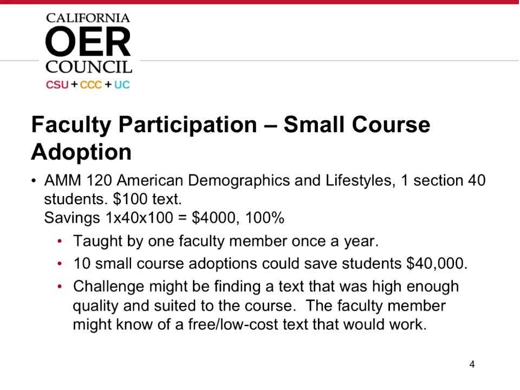A second example is a potential small course adoption rather than thinking in the larger way. So American demographics and lifestyles. This is just one example we have from our e-portfolios. It's one section and 40 students, and the text is $100. So just from that single section, you could save $4,000 by using the OER textbook. It's taught by one faculty member once per year. Ten small course adoptions could save $40,000 if you're going to just do this section by section rather than thinking about the large biology sections and the ones that are taught multiply.